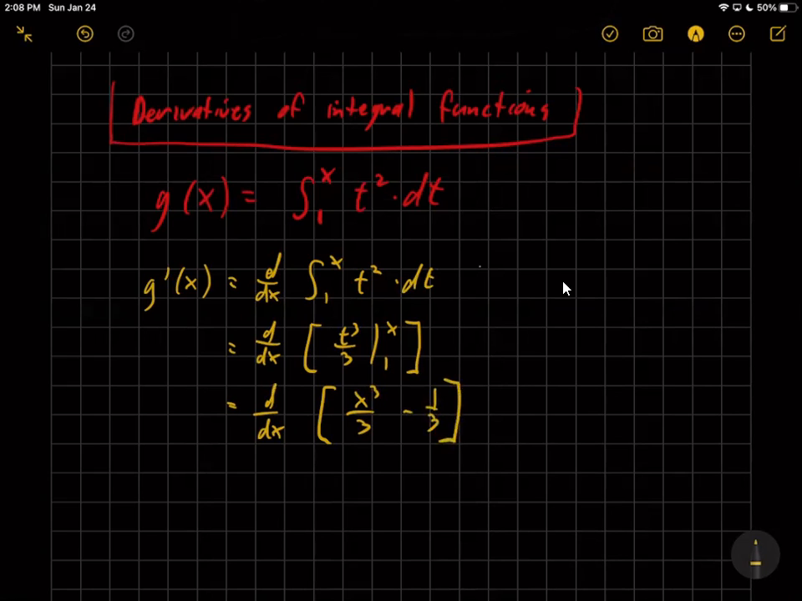Now, if we take the derivative of each of those things, the derivative with respect to x of x cubed over 3 returns x squared. The derivative of a number like 1/3 is 0. So we just get x squared back again. Now, if you look at this, x squared is simply the integrand function evaluated at the upper limit of x.